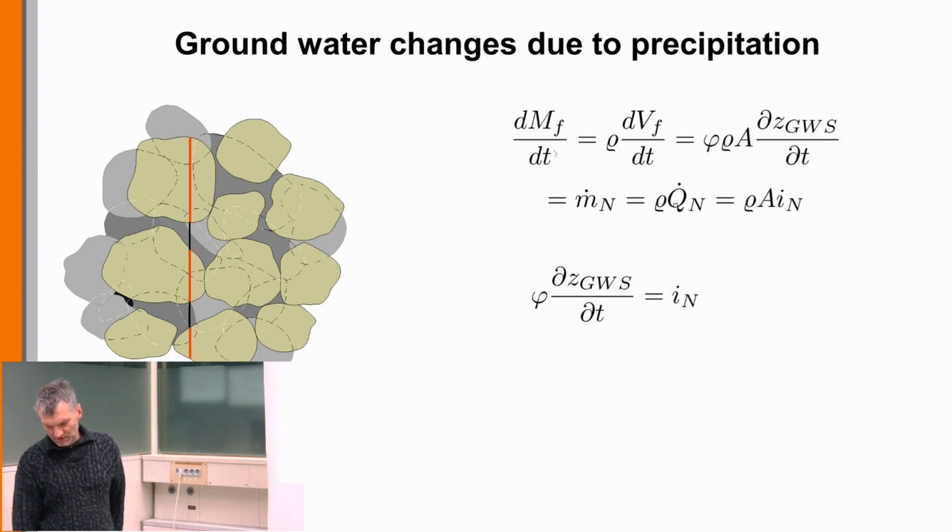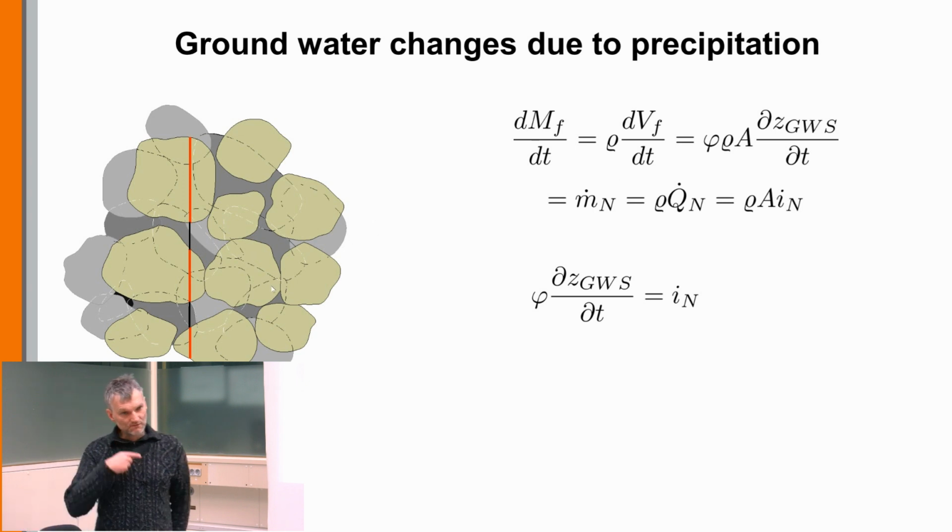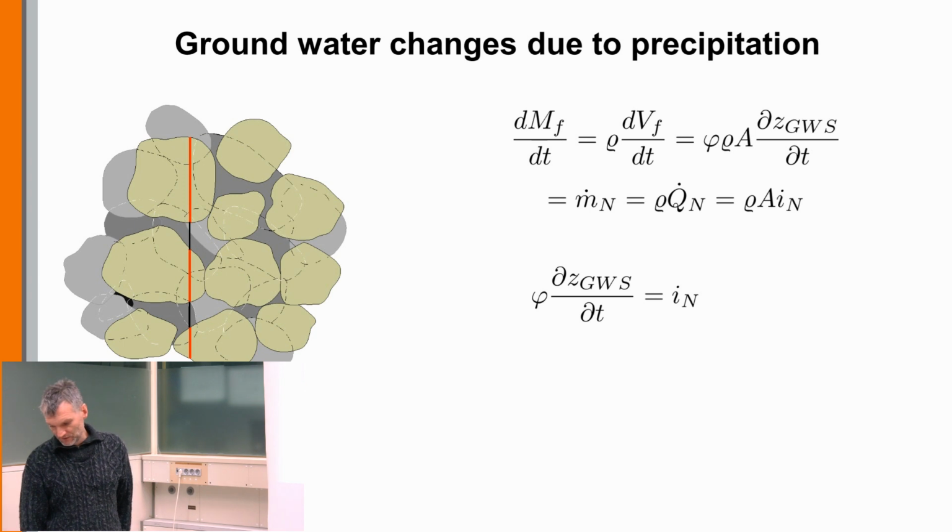Okay, and what we want to do now is to balance out the mass, or describe the mass balance, the mass of fluid, of water. The mass of fluid is the density of fluid, rho, times the volume of fluid, or the change of volume of fluid. The volume of fluid is the total volume times porosity. So when we take the total volume, which is the height of the groundwater free surface, ZGVS, times the area of one element, then this is the porosity, and this is the density of water.